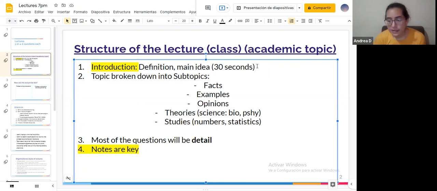Okay, so that's what you will have first, and then you will focus on that specific thing, or that topic, that subtopic that the professor will focus on. So this topic will be broken down into different details. Maybe you have, as I was saying, facts, examples, opinions, theories, studies, experiments, research, concepts, many different details that you can have in the lecture.